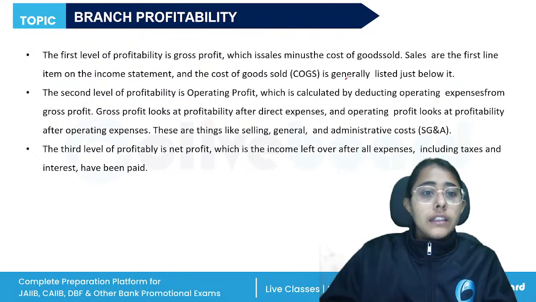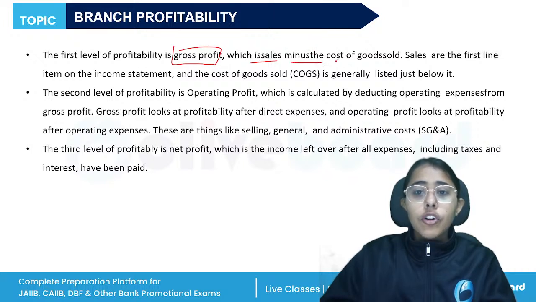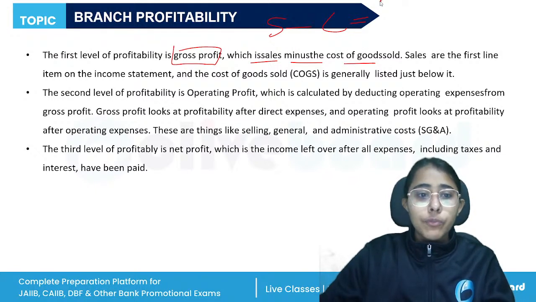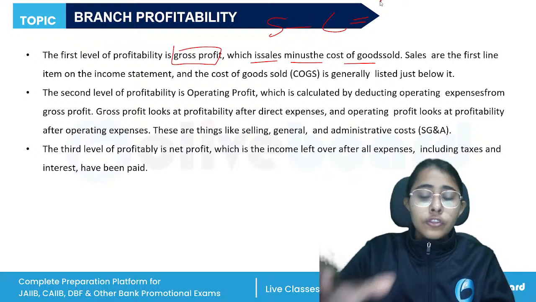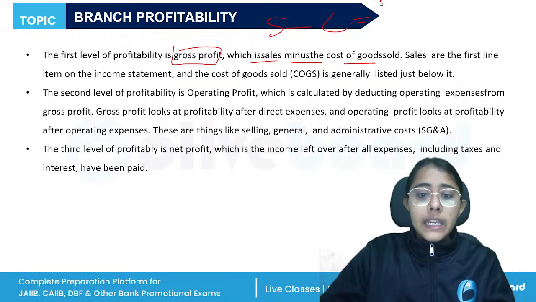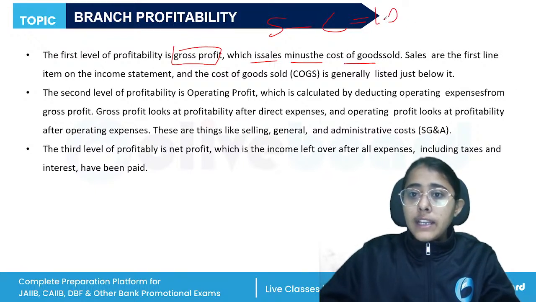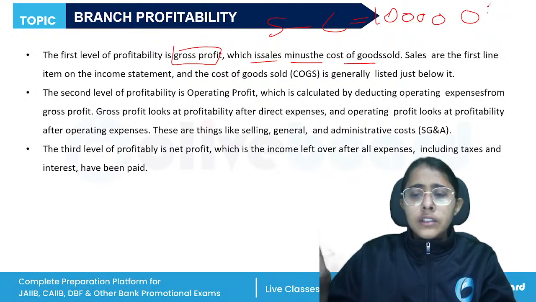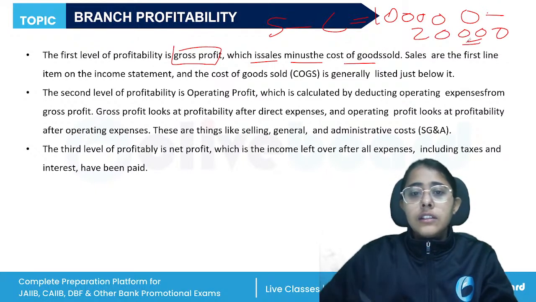Now let us see. The first level of profit is the gross profit, in which the sales minus the cost of goods sold is there. So sales minus cost will give us the gross profit. This is the foremost or the first level of profit that we derive. All right. So gross profit is equal to total sales minus cost of goods sold. If let's say the company had total 1 lakh rupees in sales, right? And the cost of goods sold, let's say that was 20,000. So we will subtract it and we will derive the gross profit.